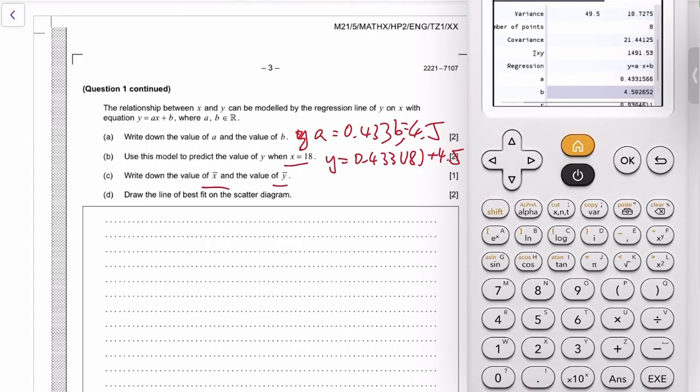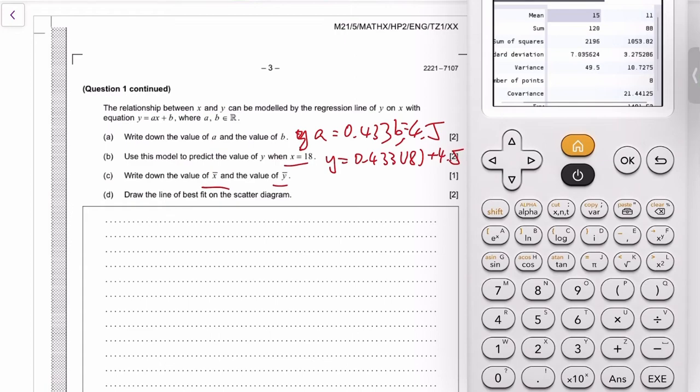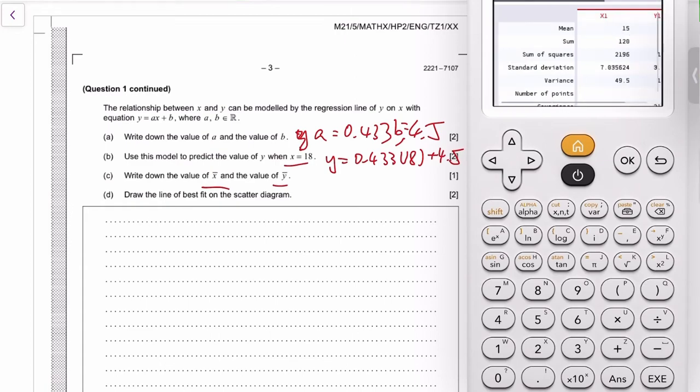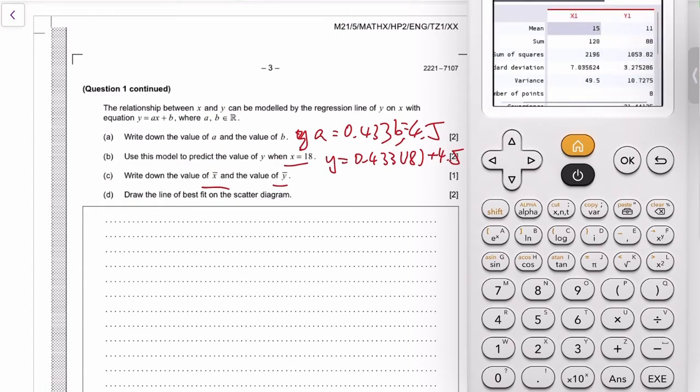Find the mean of x and mean of y. Alright, x bar is the mean of x. If you have done 2 variable stat on your calculator, you would get that as well. If not, just find the mean of x again. You should probably get 15 and 11.